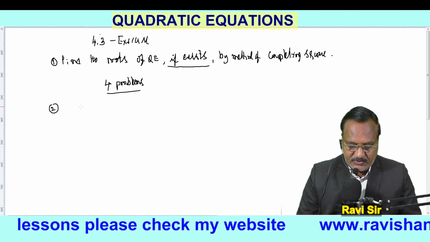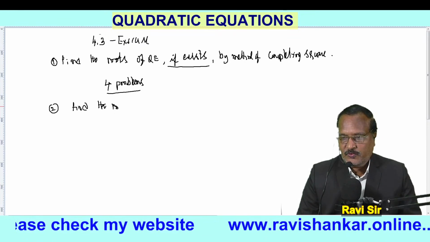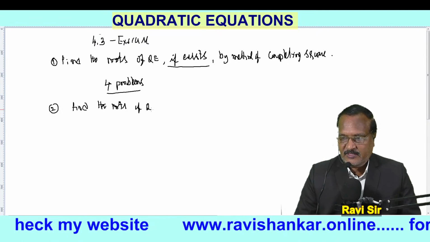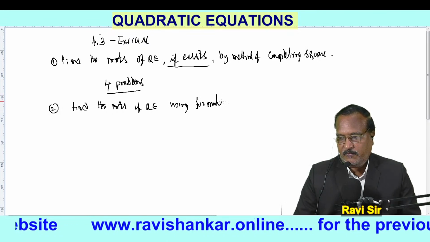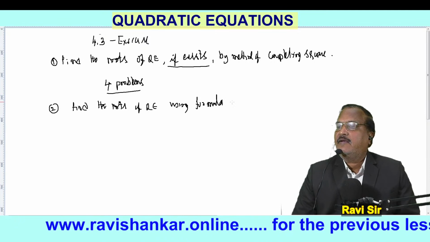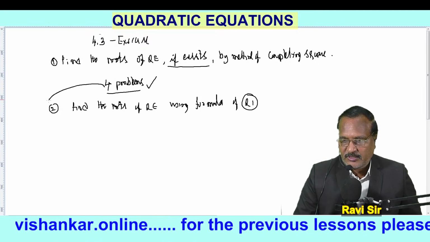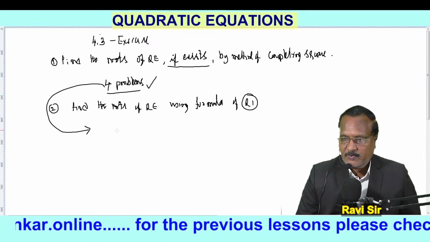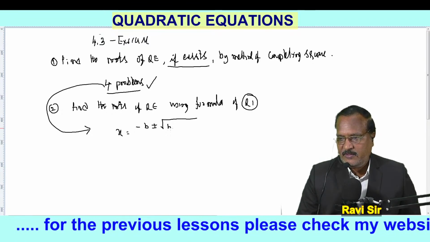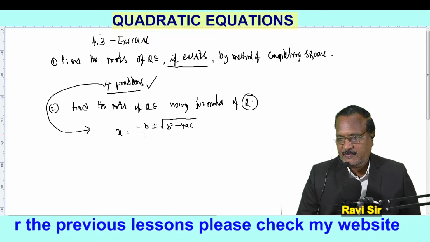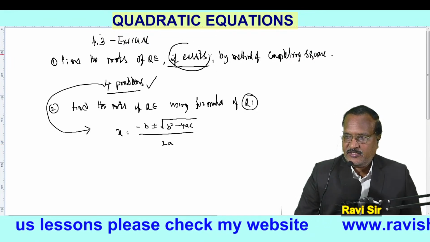Next question, find the roots of the equation using the formula. Find the roots of quadratic equation using formula. That means of question number 1, all these 4 problems you have to do here again using the formula. Just I will write the formula. X is equal to minus b plus or minus square root of b square minus 4ac by 2a. So this, if exist, you can apply here.